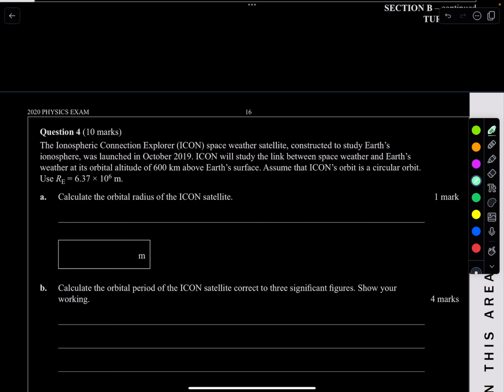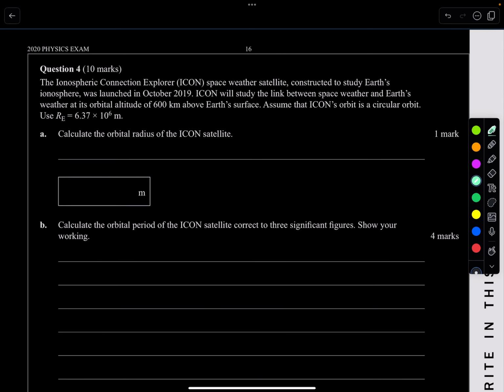Question 4. Let's have a look at this question. Let's use a different color. The Ionospheric Connection Explorer, ICON, is a satellite constructed to study Earth's ionosphere, launched in October 2019. ICON will study the link between space weather and the Earth's weather at its orbital altitude of 600 kilometers above the Earth's surface. Assume the ICON's orbit is a circular orbit. Use the radius of the Earth as given. Calculate the orbital radius of the ICON satellite.